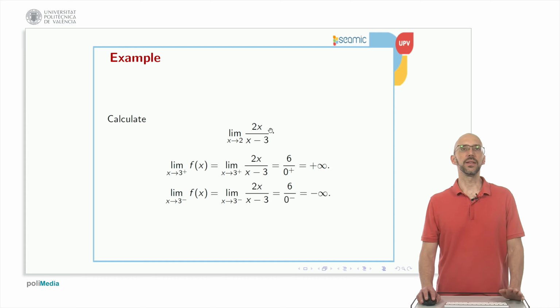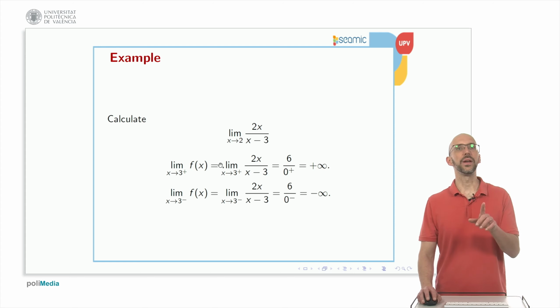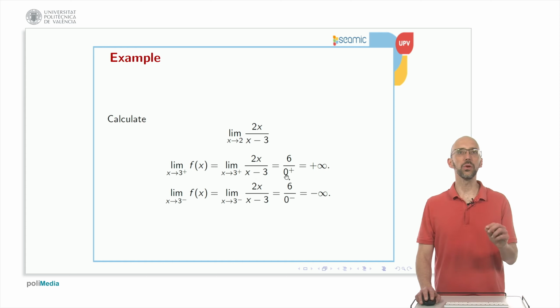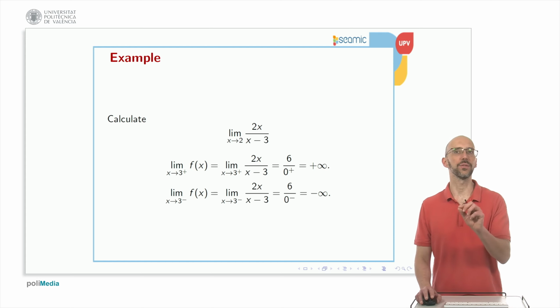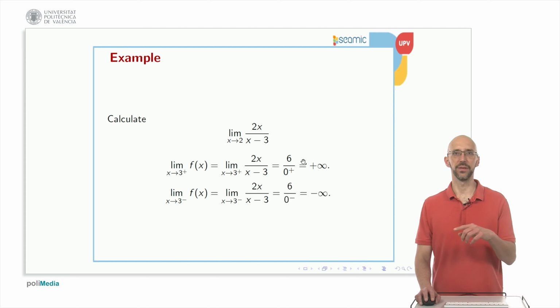Try to calculate this limit. Remember, be careful, because this value is 3. When x approaches 3 from the right, if you replace 3 here, it's 6 over 0. And this is infinity, but we need to know if it is positive or negative. How do we know? If we approach from the right, we take a value to the right of 3, like 3.1, 3.2. If you replace here, you will obtain the sign of the infinity.